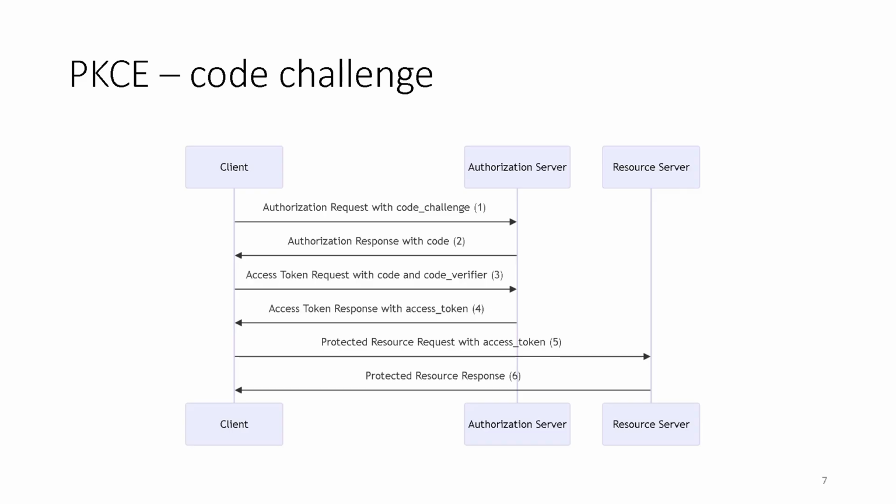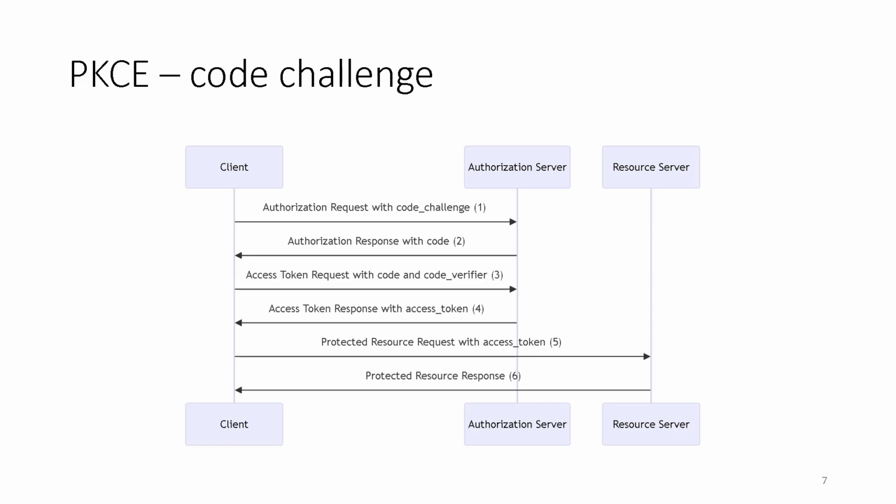PKCE consists of the following. The client sends an authorization request to the authorization server, including a code challenge. This code challenge parameter is derived from a randomly generated code verifier. The authorization server responds with an authorization code to the client after authenticating the resource owner and obtaining their consent. The client sends an access token request to the authorization server, including the authorization code and the original code verifier. The authorization server validates the code verifier and the authorization code and responds with an access token to the client.